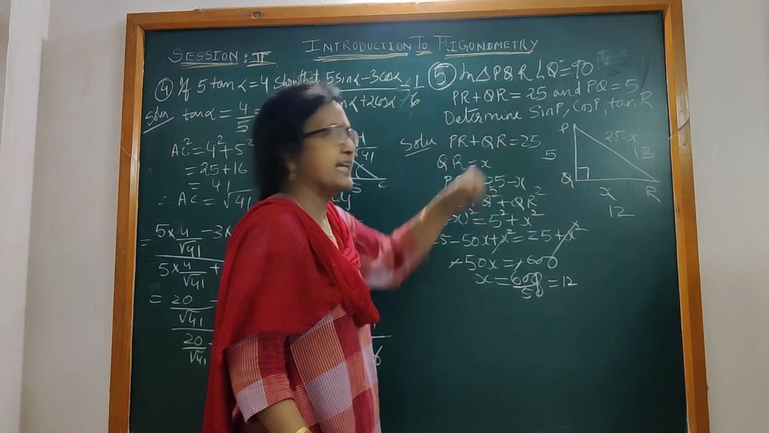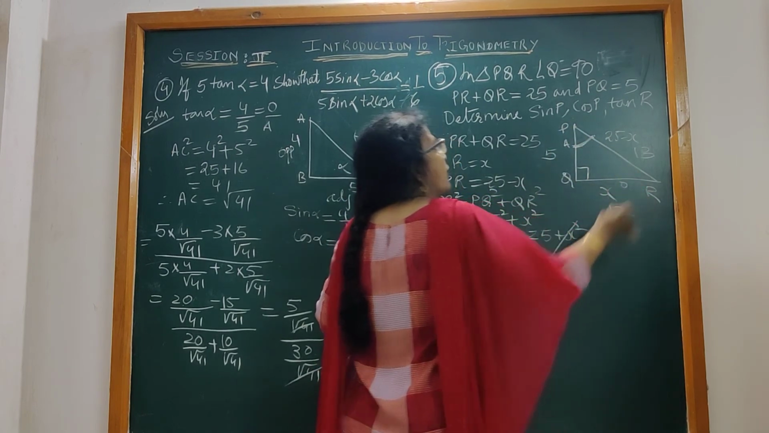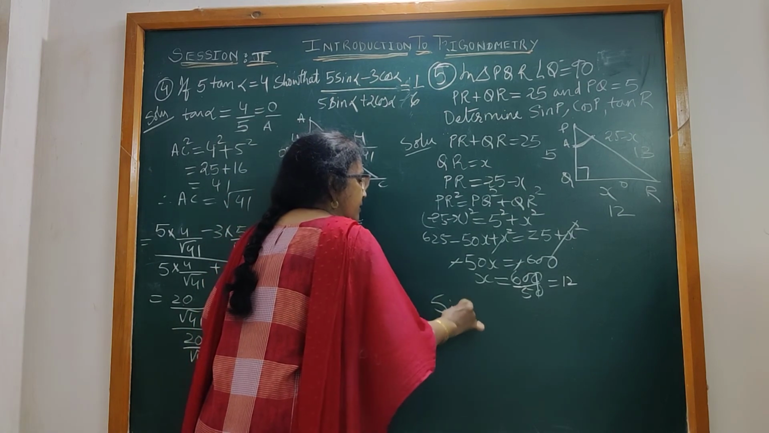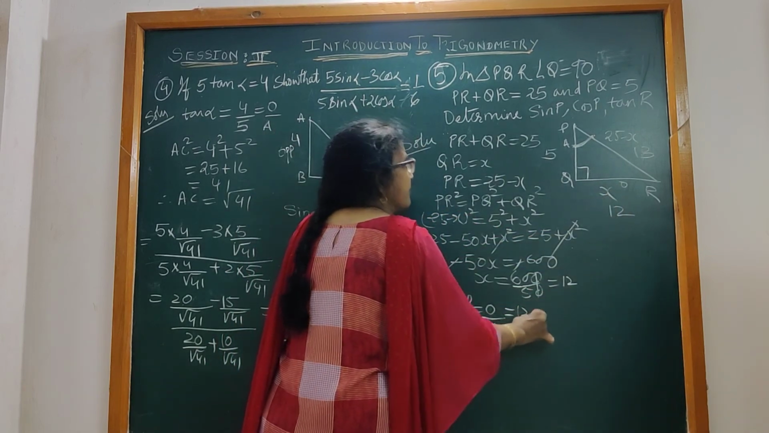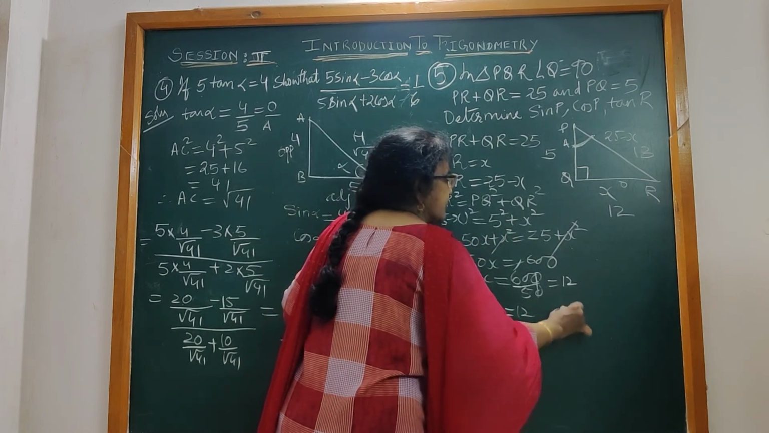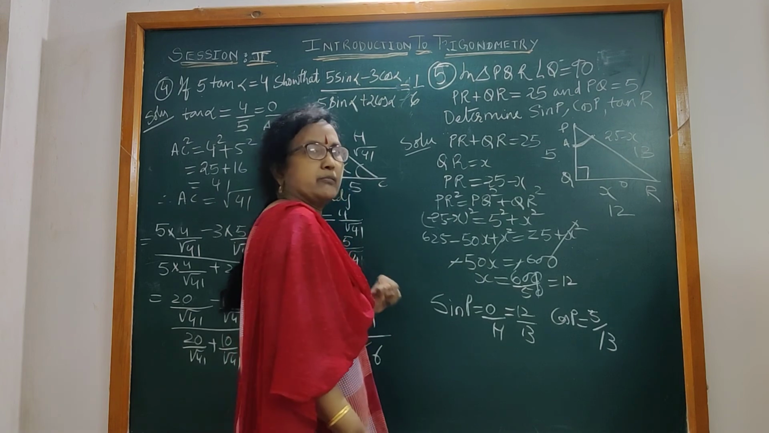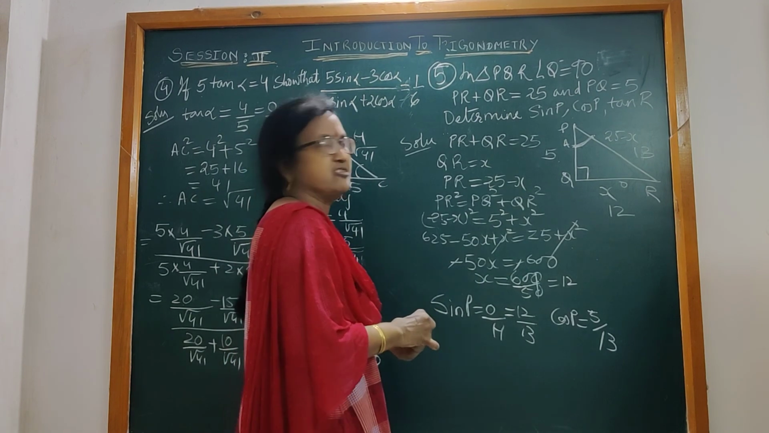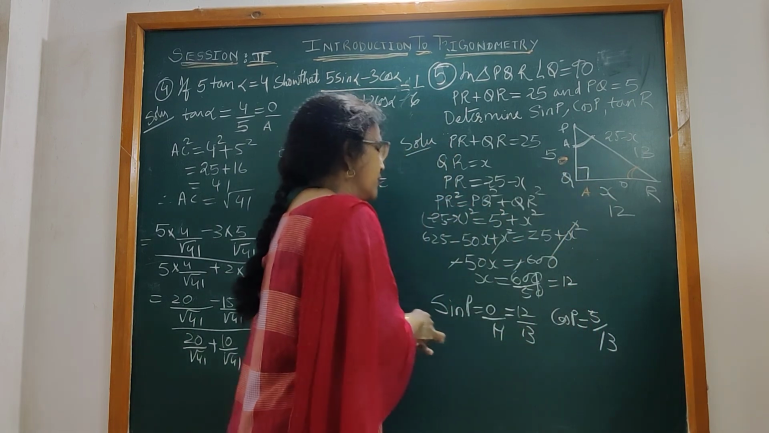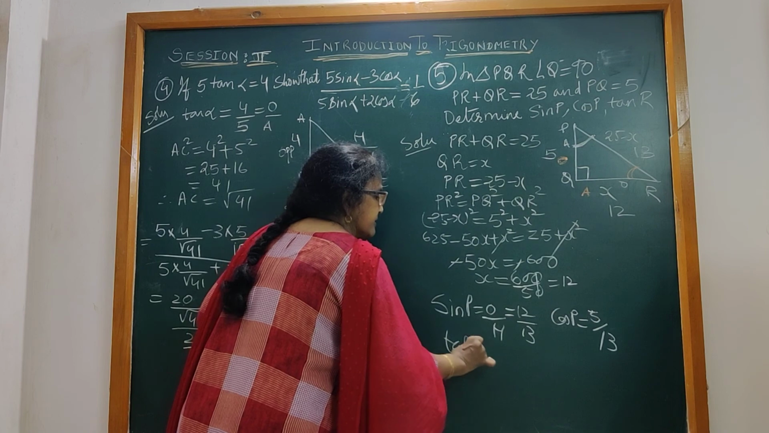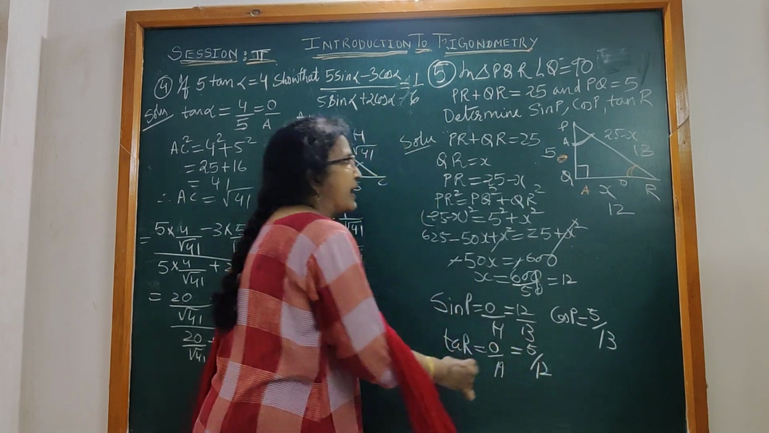Determine sine P. When I take sine P, this will become your adjacent and this will become your opposite. So sine P will become opposite upon hypotenuse. Your opposite is 12 and hypotenuse is 13. Cos P will become adjacent upon hypotenuse, 5 upon 13. When the angle R comes, things change. When R is there, this will become opposite and this will become adjacent. So tan R is opposite upon adjacent. Your opposite has become 5 and adjacent is 12. So 5 upon 12 will be the ratio.